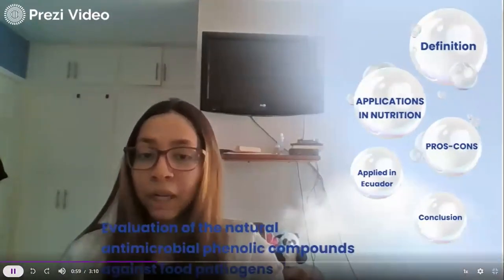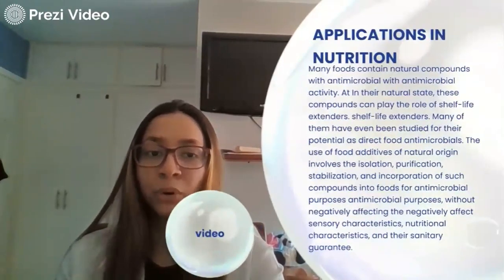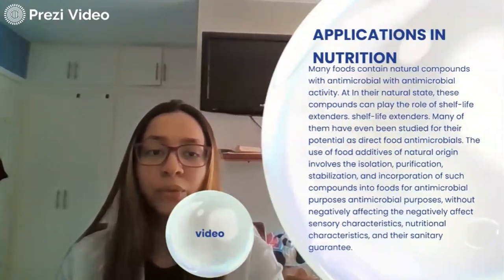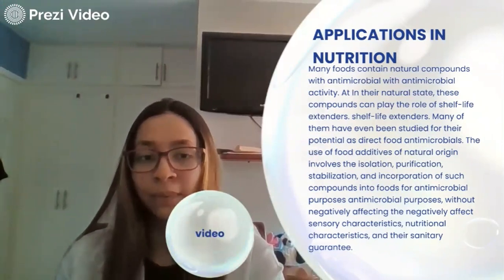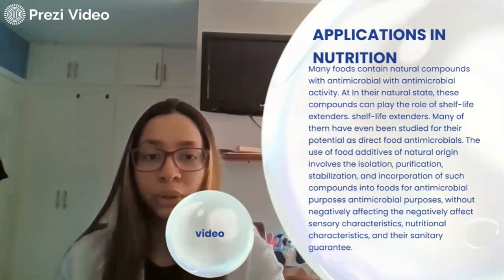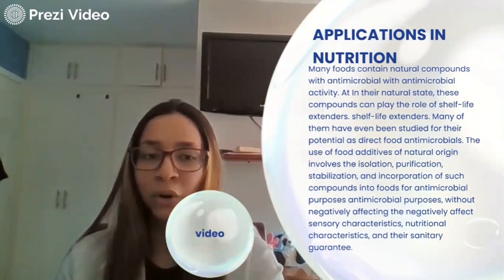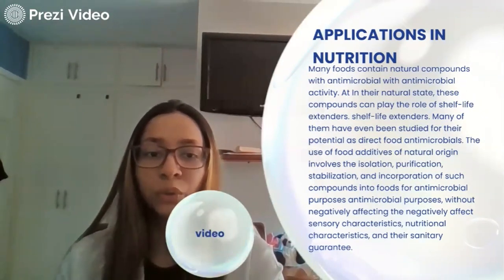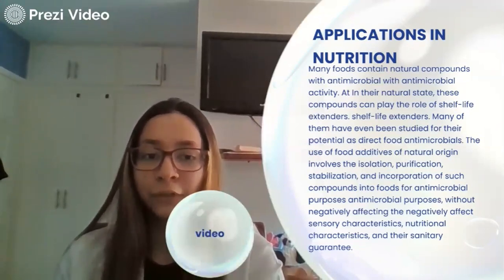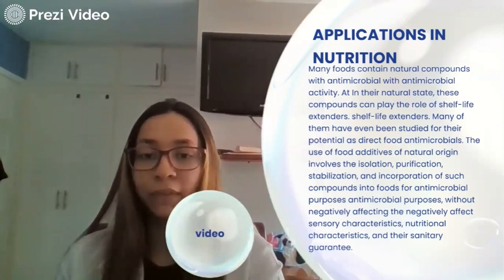Now, applications in nutrition. Many foods contain natural compounds with antimicrobial properties, and in their natural state, these compounds can play a role in extending shelf life. Many of them have even been studied for their nutritional as well as antimicrobial value. The use of food additives of natural origin involves isolation, purification, stabilization, and incorporation of such compounds into foods as antimicrobials without negatively affecting sensory characteristics and their sanitary warranties. We have another video.